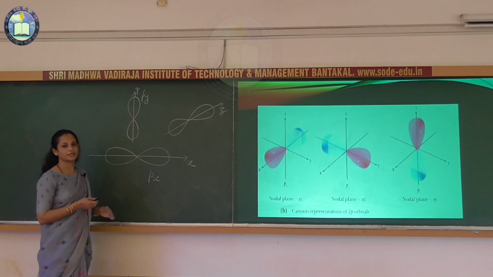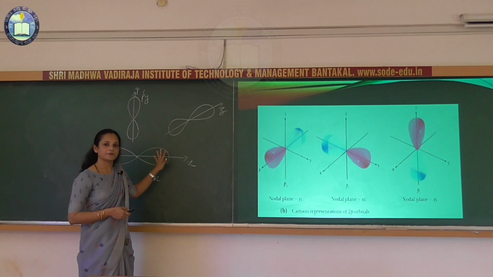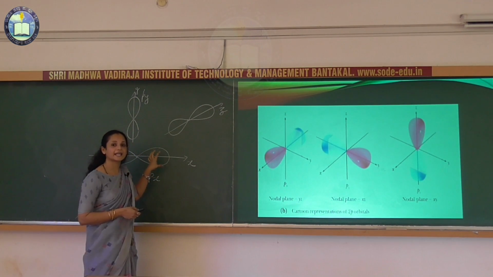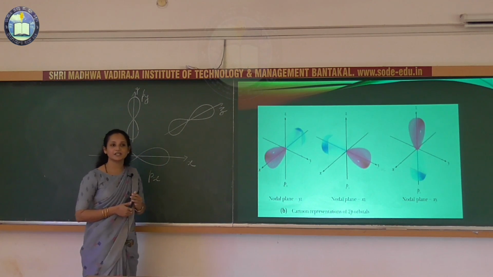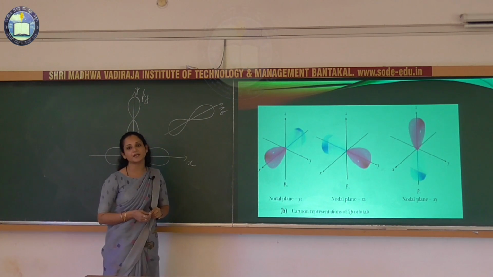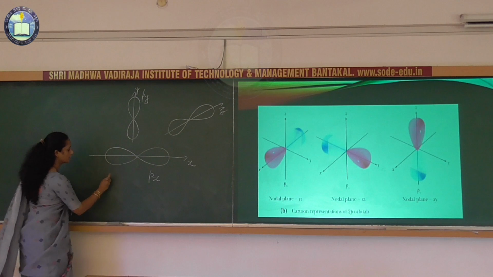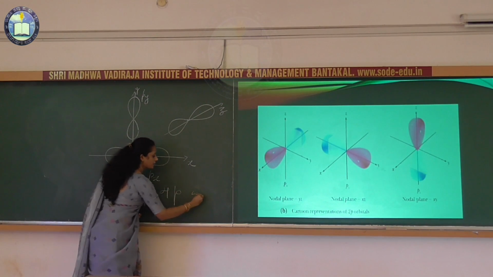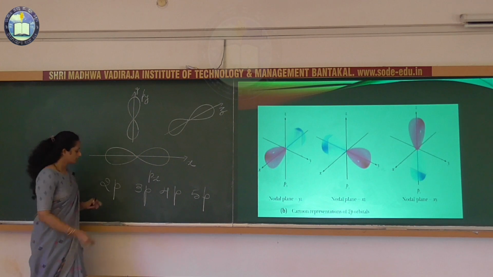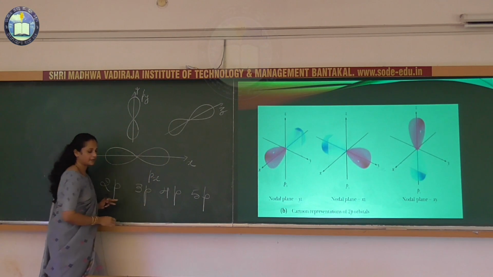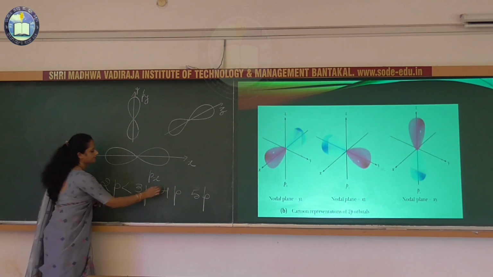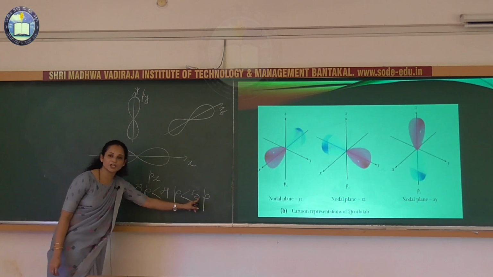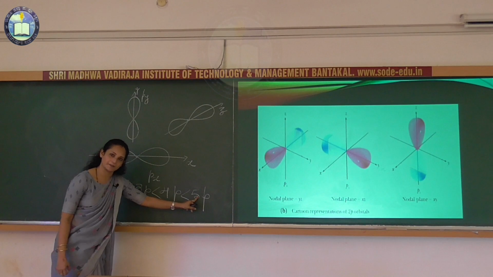One more point, students: the shape is the same dumbbell shape, but size and energy increase with an increase in the value of the principal quantum number. That is, 2p, 3p, 4p, 5p all have the same dumbbell shape, and size as well as energy increase with an increase in the value of what? Principal quantum number.